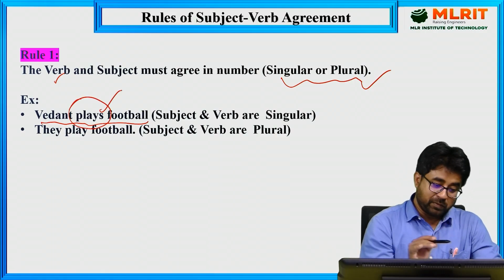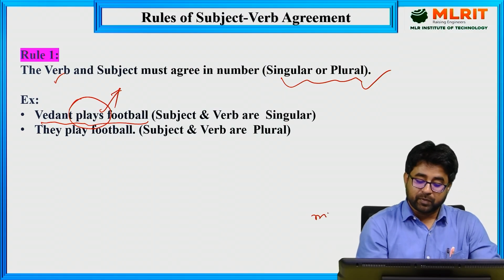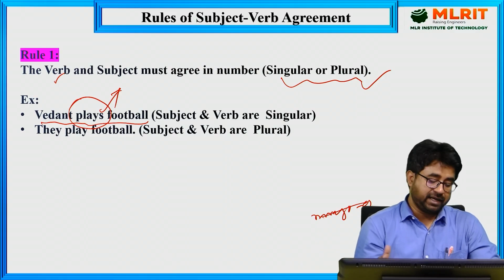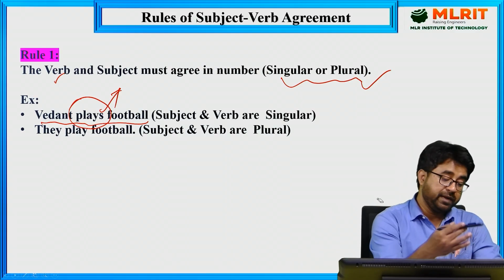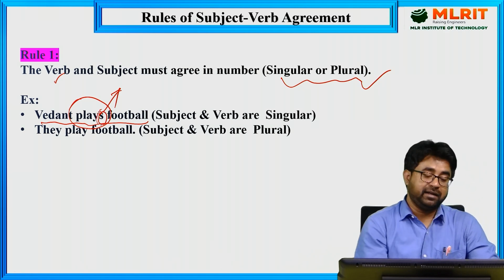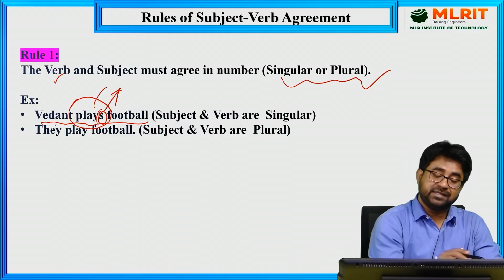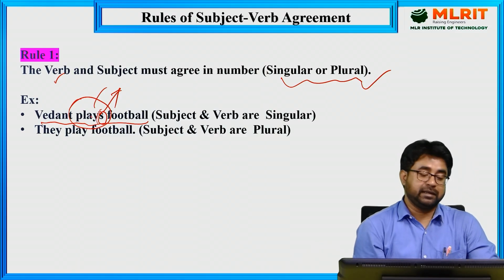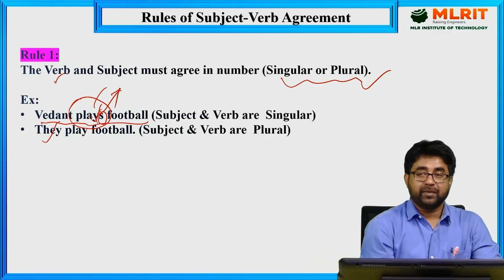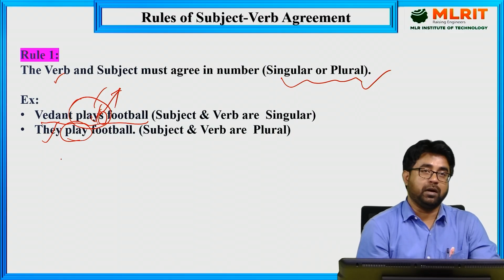Here is another confusion. Normally with a noun, what do we do? Mango, mangoes. We add s or es to make it plural. But with a verb, it's the opposite. If you find an s at the end, the verb is singular. That is one thing you need to remember. Here Vedant is a singular subject, so I am using a singular verb. But they is a plural subject, so I am using a plural verb: they play football. I hope it's clear.